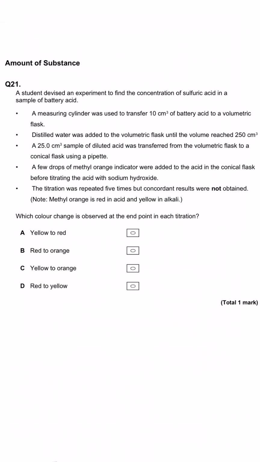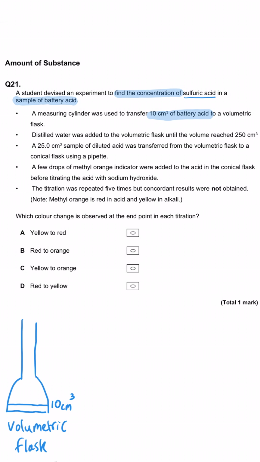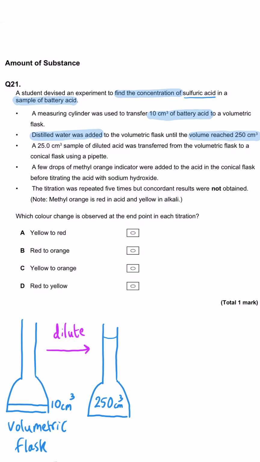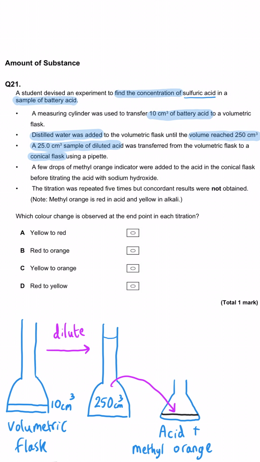Here we're being asked a question about a titration. Somebody's trying to find out the concentration of sulfuric acid in a sample of battery acid. So they're transferring 10 cm cubed of the battery acid to a volumetric flask. They're then adding distilled water to make that volume up to 250 cm cubed. Then they're taking a sample of that diluted acid and putting it into a conical flask using a pipette. They're adding some methyl orange indicator to the conical flask and then titrating the acid with sodium hydroxide.